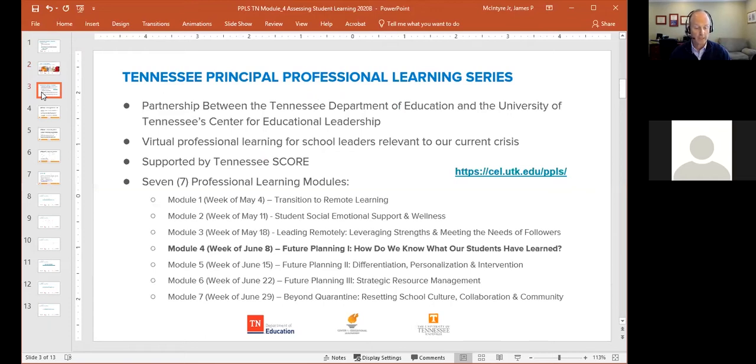This slide also shows where we are in the Principal Professional Learning series. We're in the 4th of 7 modules, and today's module and the next few weeks will really focus on the future. They'll be future-looking and future-planning modules that will help us think about how we organize schooling to best serve our students in the fall.